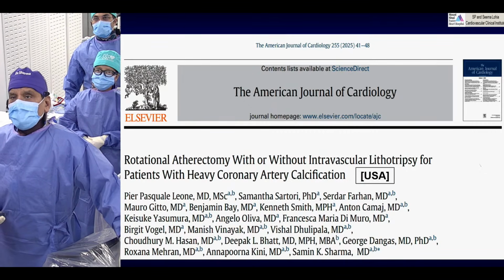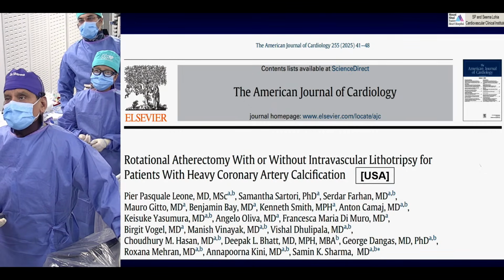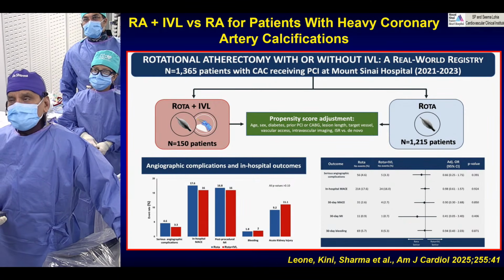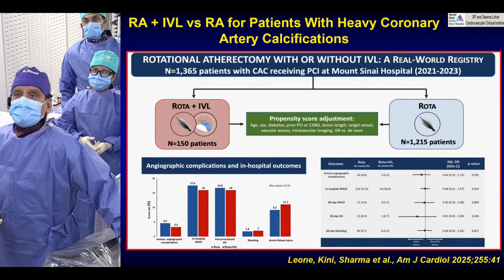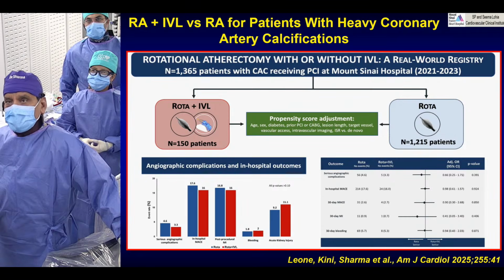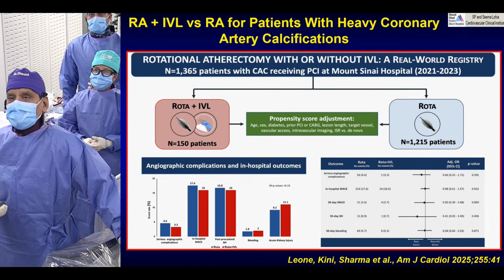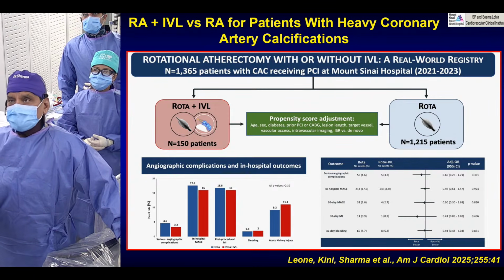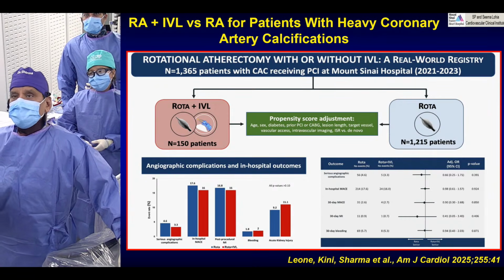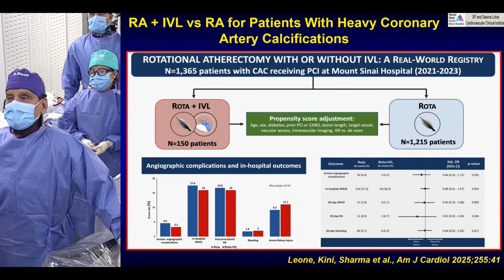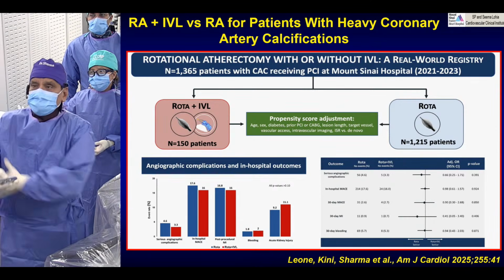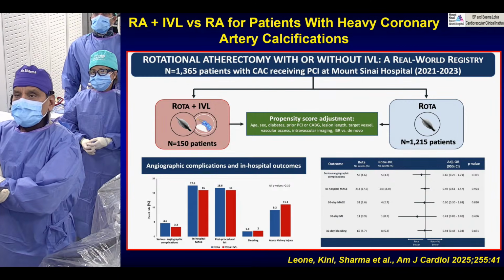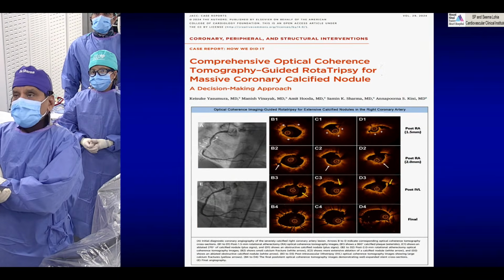Then the other paper was on rotational atherectomy with or without intravascular lithotripsy in patients with heavily calcified coronaries. Of course, we don't do every case with the rotatripsy approach, but we do a rota. And in some cases, about 10% in our database, require rota plus IVL. But in those cases where we did rota and IVL, rotatripsy, the outcomes were identical, as shown here. This is the 30-day data in terms of angiographic complications, in-hospital MACE, bleeding, kidney injury, and so on.